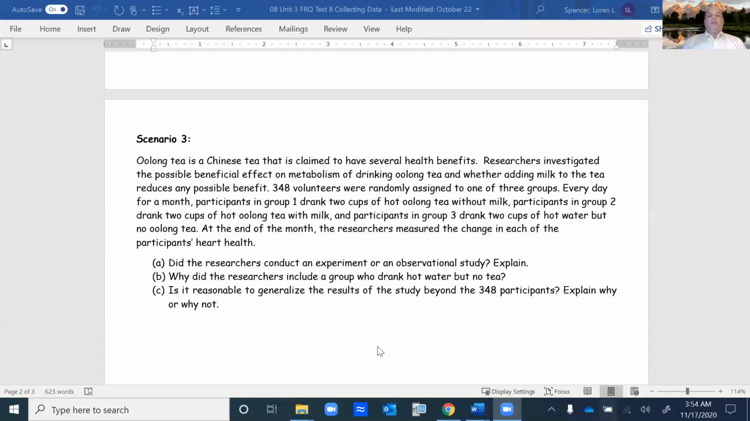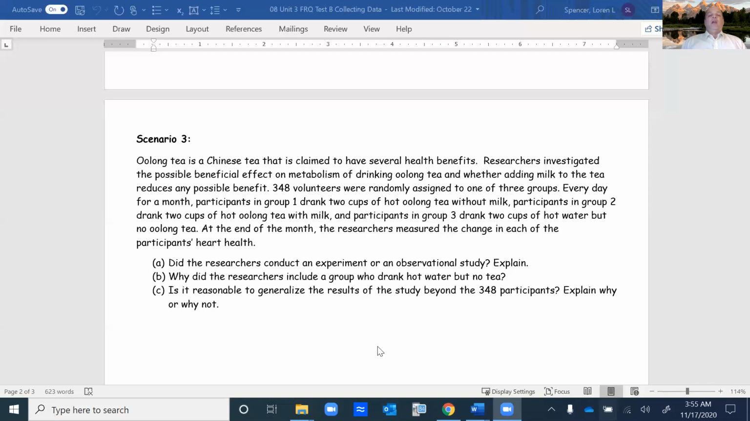Is it reasonable to generalize the results of the study beyond the 348 participants? Explain why or why not. Okay, this is a very tricky question. First off, it's an experiment. So generally with experiments, you can generalize, but the question is to whom? Well, in this case, we know that we have volunteers and we don't know what they are. So if you said that we can generalize, you can say the 348 volunteers are representative of the XYZ group, whatever that is, and so we can generalize to the XYZ group. I made up the XYZ group. You need to know what it is.